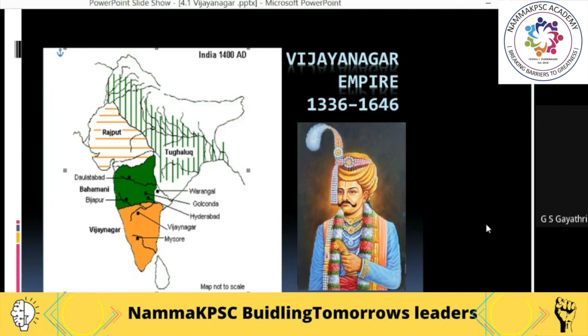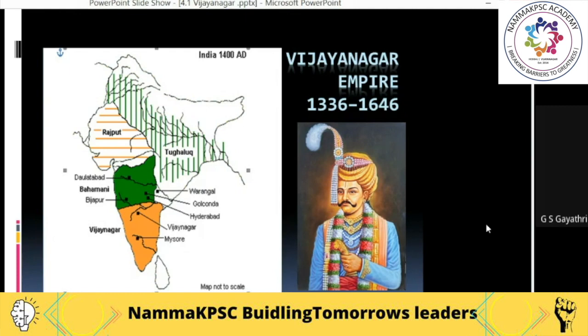Then comes our medieval Karnataka. So when we say medieval Karnataka, we have two important powers in our Karnataka. One is the Vijayanagar Empire, and the other one is our Bahmani Sultans. Okay, so that is what we are going to deal with in our fourth unit. We are going to deal with Vijayanagar Empire, Bahmani Sultans, and our Mysore Wadayars.